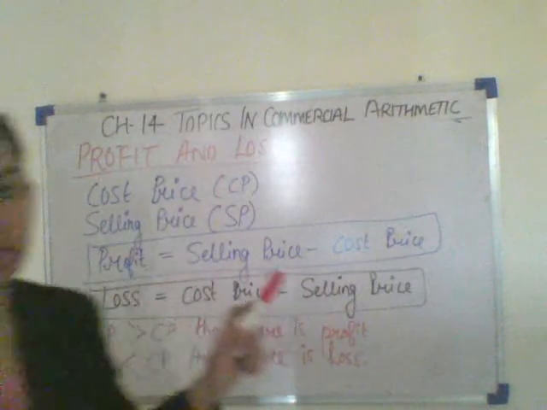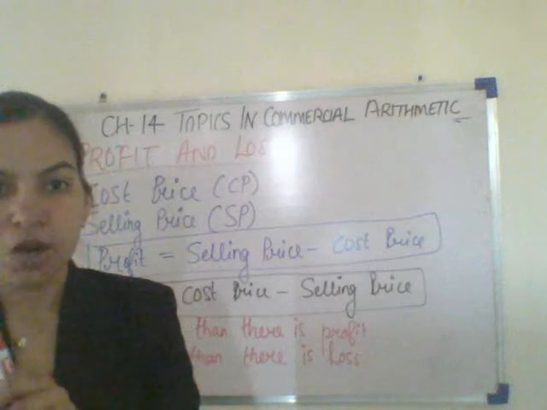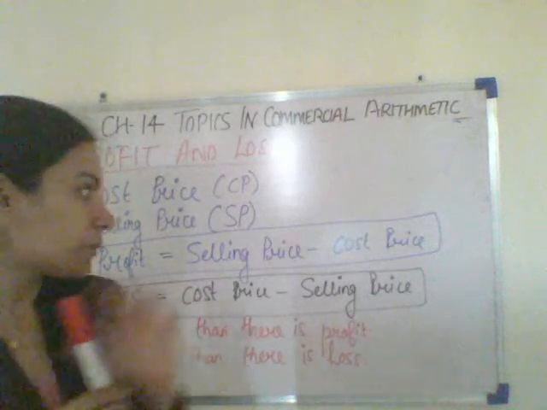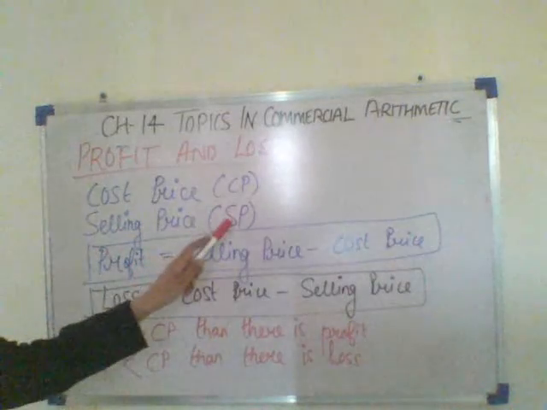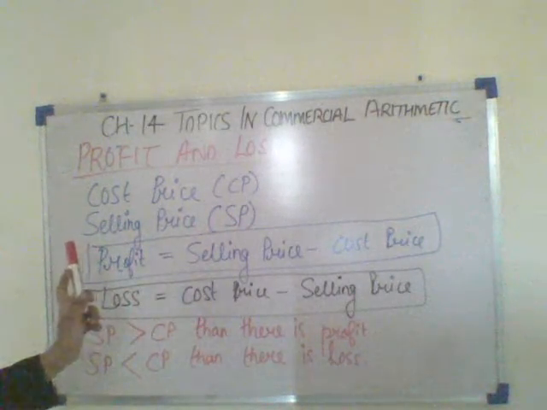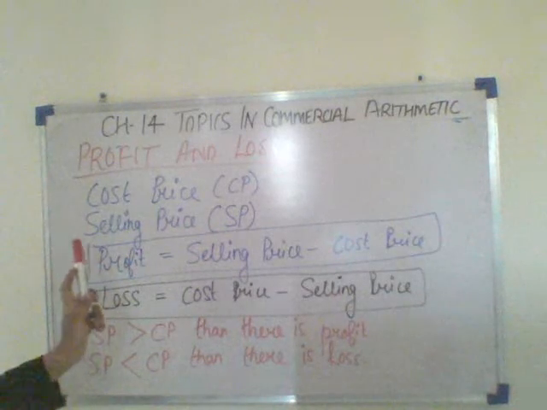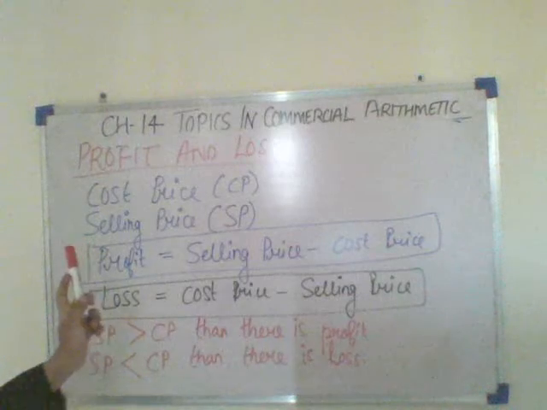Next is the selling price. What is the selling price? Suppose I sold this marker for ₹12. So that is the selling price of this marker. Selling price we write as SP. The amount which you receive from the customer by selling an article is called the selling price. It is written as SP.